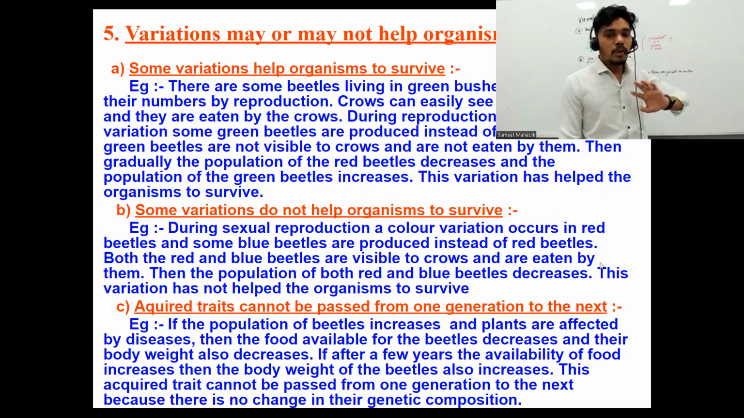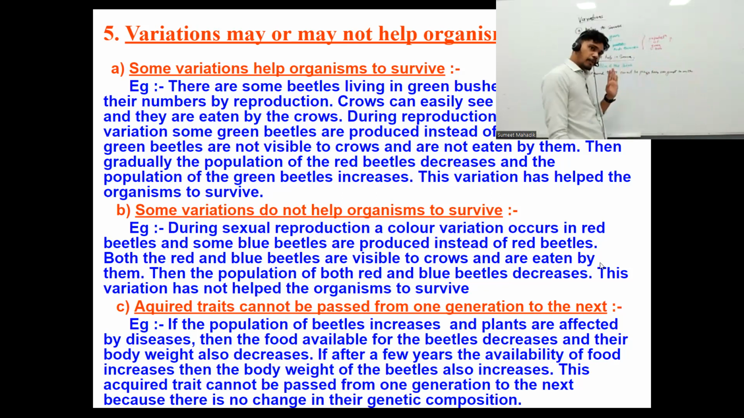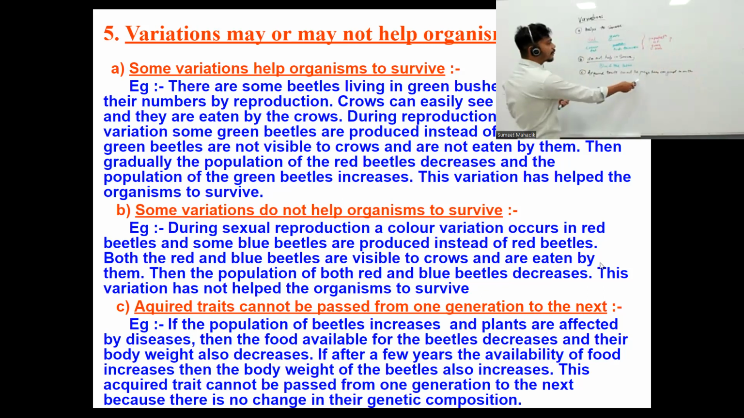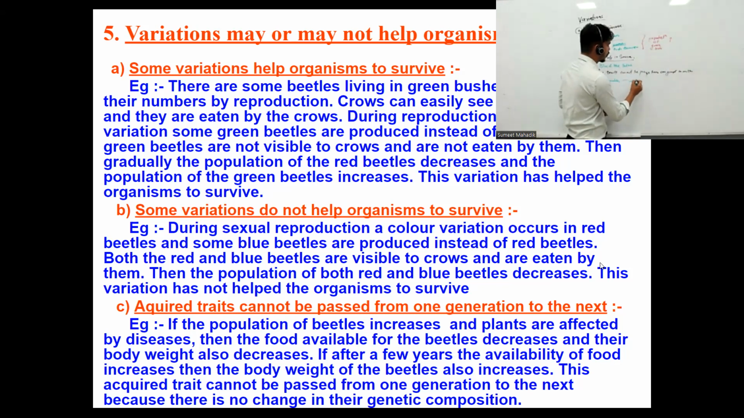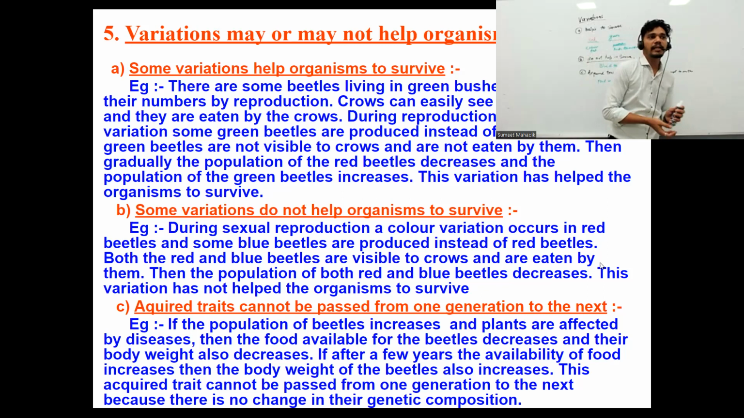Okay. So there is no change in genetic composition. The genetic composition will be the same, independent of this. Okay, food availability. So what is an acquired trait? It depends on the food availability. If food is available, there is an increase in weight. If food is not available, there is a decrease. They will be living, but they will not get that much food.